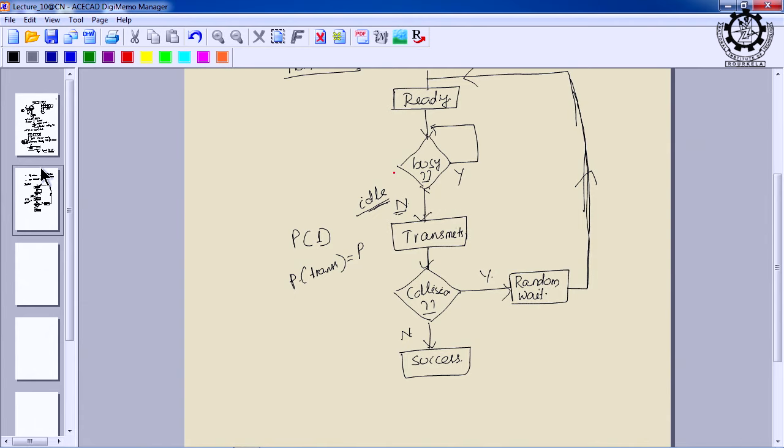What it does, it defers to the next slot. Either it can transmit with a probability of P, or with a probability of Q, it may defer, and this is equal to 1 minus P. It defers its transmission for the next slot.